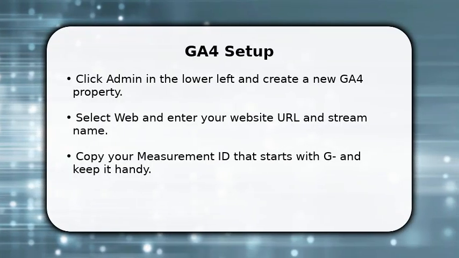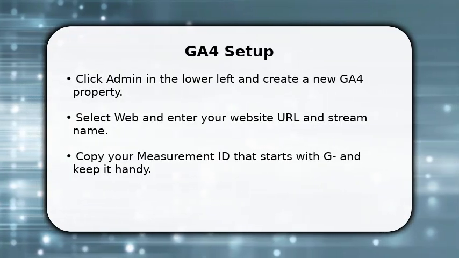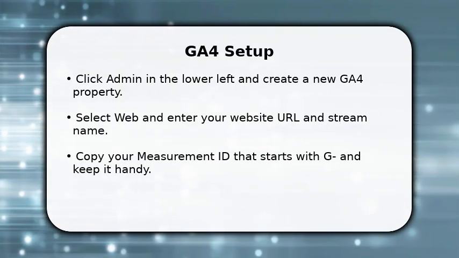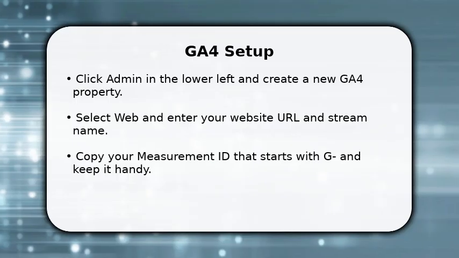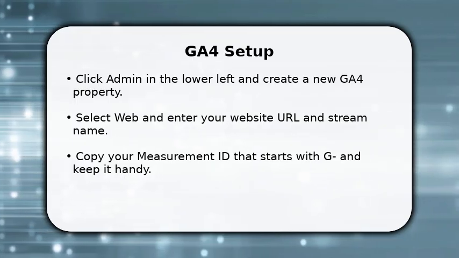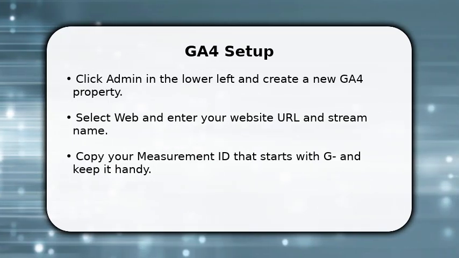Open Google Analytics and sign in with the account you will use. Click Admin in the lower left and create a new GA4 property. Choose a property name, your reporting time zone, and currency carefully. Click Create and follow the Setup Assistant to add a data stream.